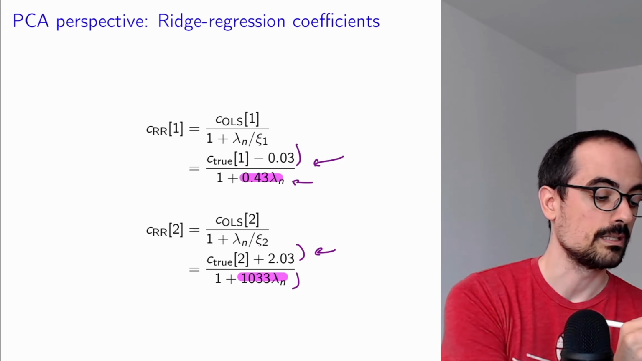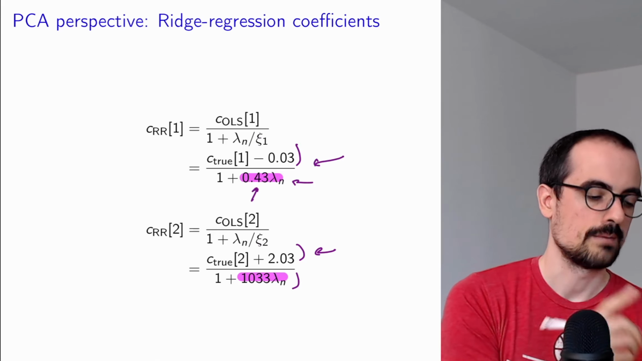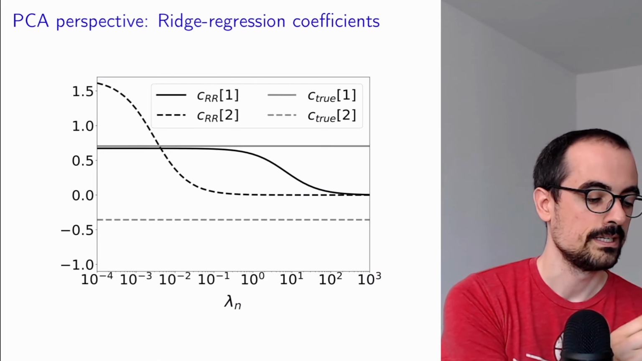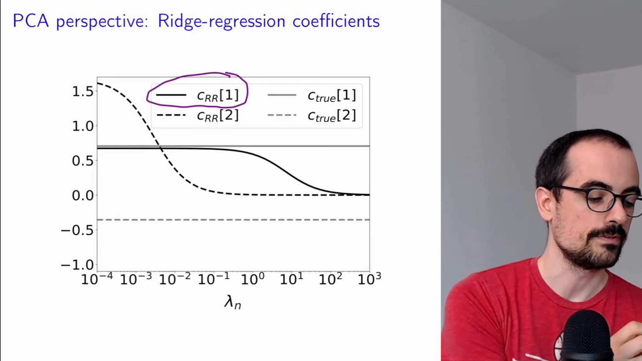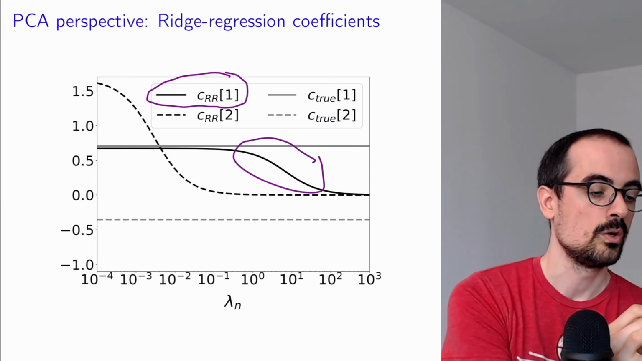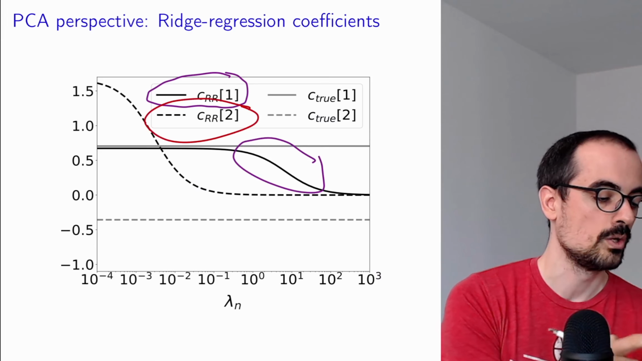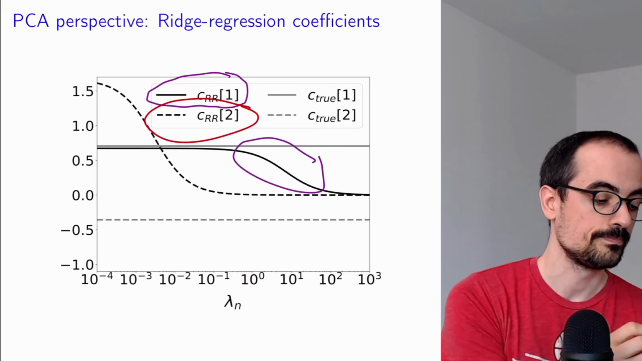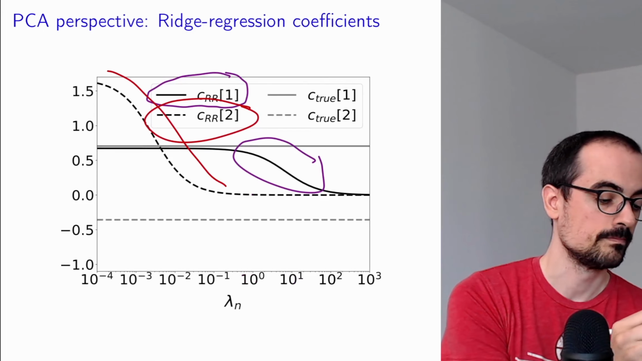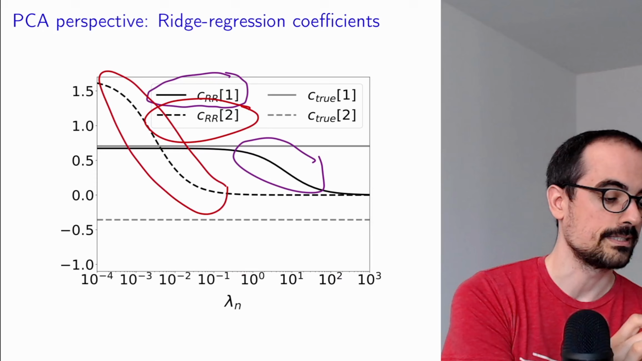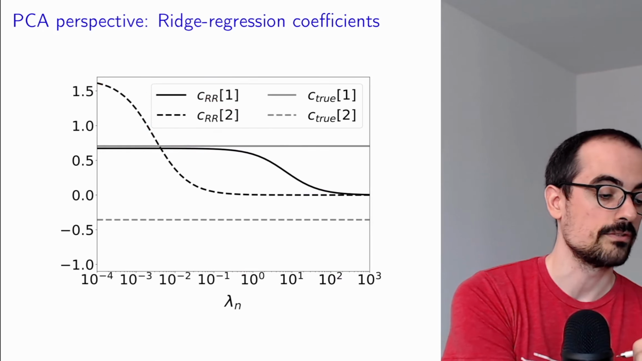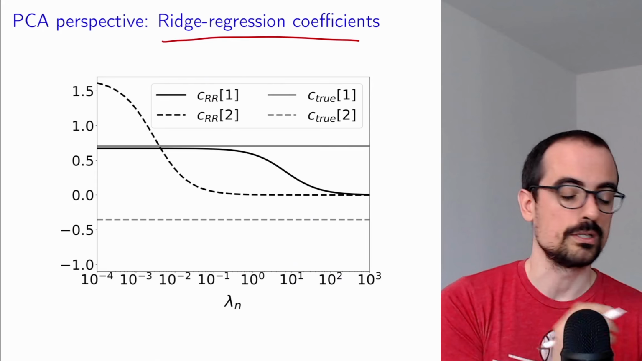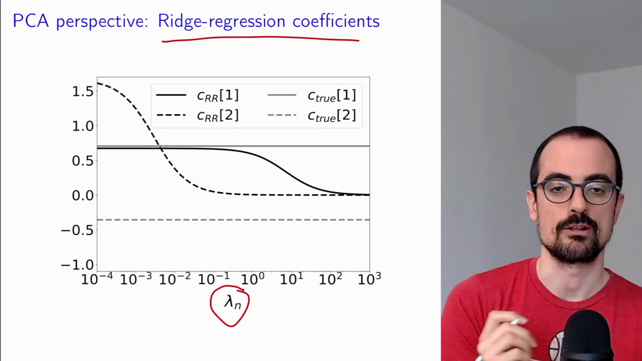Here, lambda is multiplied by 0.03. I'm going to show you this on a graph. This is the first ridge regression coefficient. It becomes smaller later, whereas the second ridge regression coefficient, where lambda is multiplied by 1,000, becomes smaller much earlier. It's this guy. Why is this important? Well, let's take a look at this carefully. Again, this is the expression for the ridge regression coefficients, the amplitudes of the ridge regression coefficients in both principal directions for different values of lambda, of the regularization parameter.